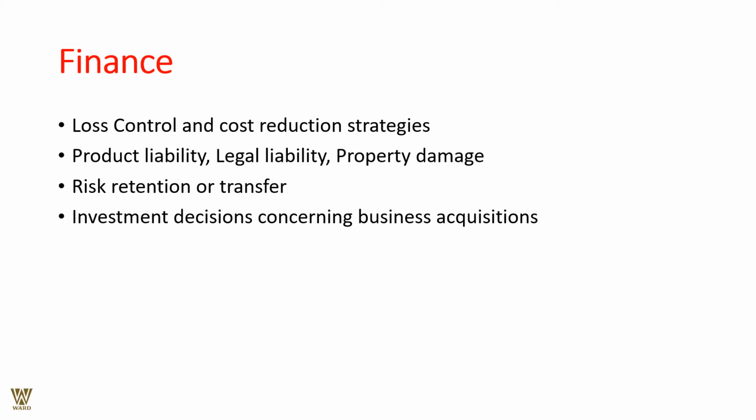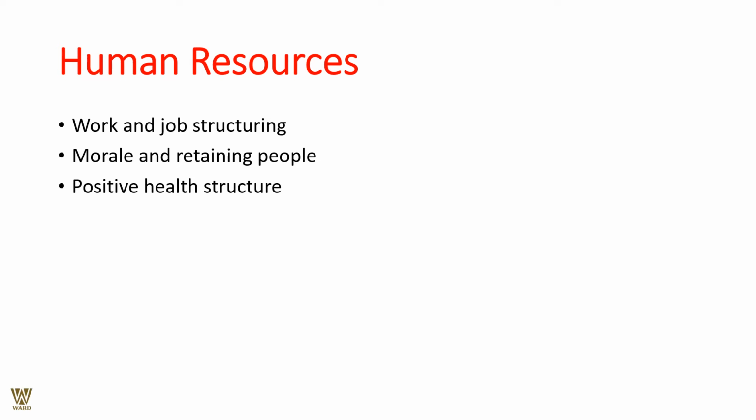What are we looking at here? Finance: loss control and cost reduction strategies, product liabilities, legal liabilities, and the property damages that come with it. Why are we looking for risk retention or transfer? Investment decisions concerning business acquisition. Yes, every time there is an accident, there are loss control and cost reduction strategies. We need to pay compensation to the person affected. There is product liability, legal liability, and the company might have to defend certain lawsuits altogether. We are not discounting property damages and risk retention or transfer. So investment decisions concern business acquisition in terms of human resources.